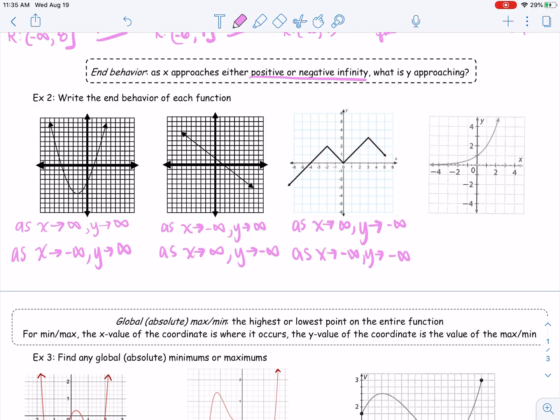The last one's going to be a little bit different. As x approaches positive infinity, y's are approaching, you got it, positive infinity. Look at when x is approaching negative infinity, though. Look at what's happening. What is happening to our graph? It does have an arrow, but it is approaching some number. It's not going down. It's approaching some value, and that value is 0.